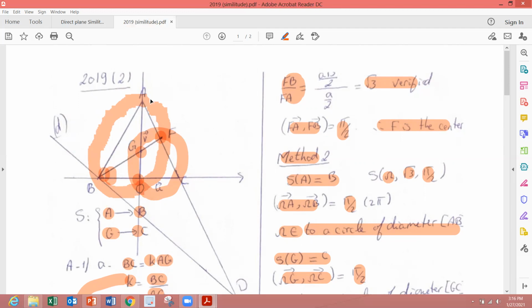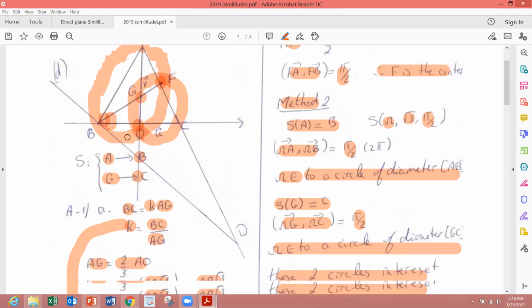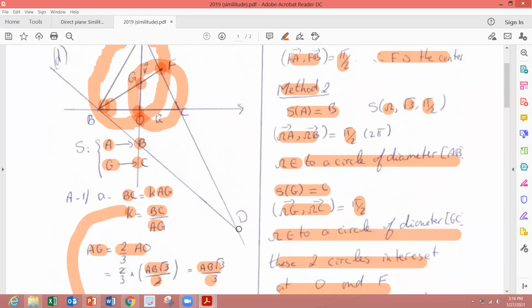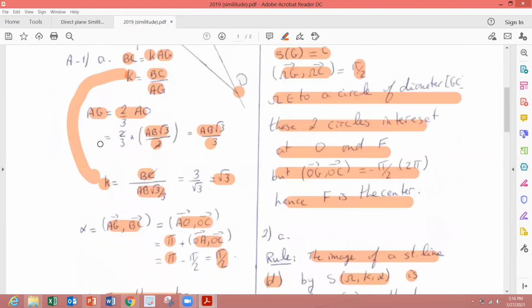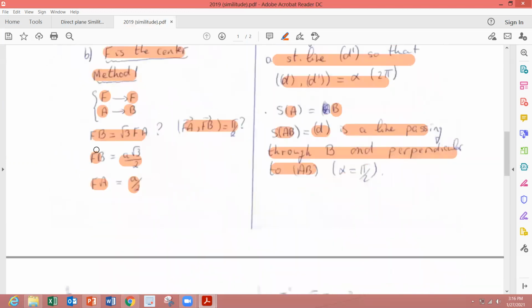Yes. So D belongs to AC and D belongs to the line. D is the intersection point between the lines AC and the line through F perpendicular to FB. Shall I repeat this one for you?